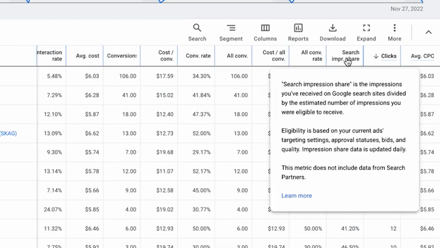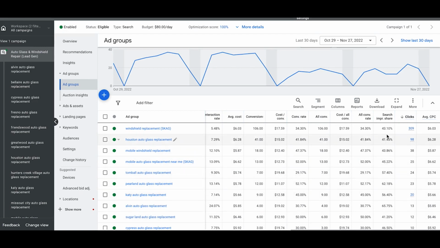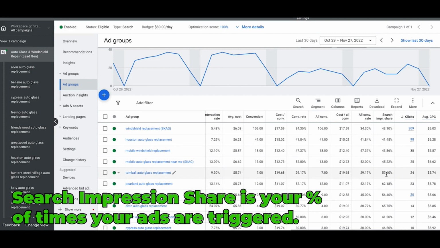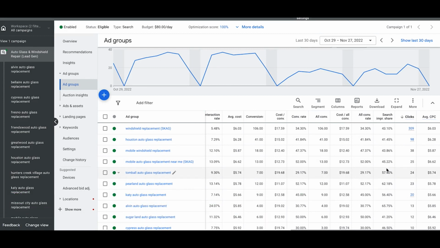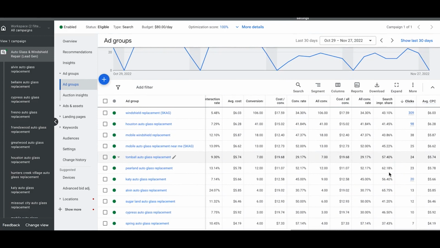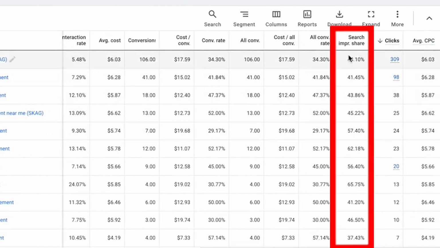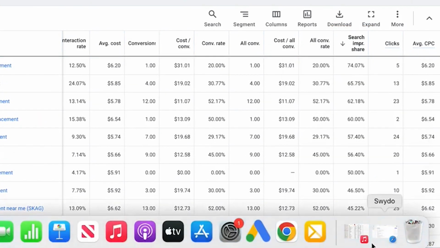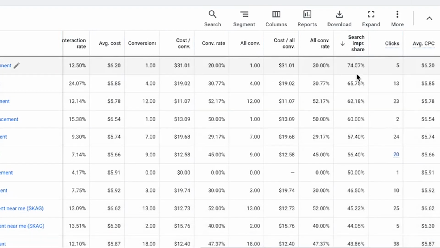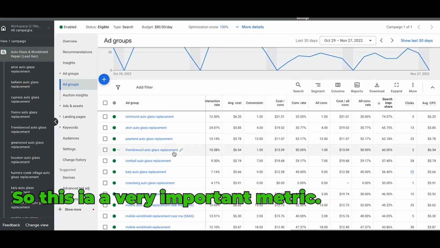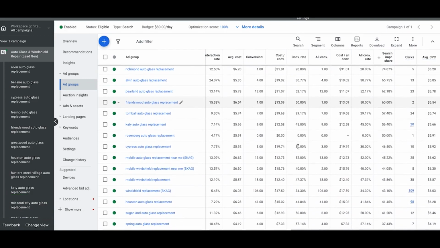And if you don't, here's the technical definition. Search impression share is the impressions you received on Google search sites divided by the estimated number of impressions you were eligible to receive. So it's essentially the same way I explained it, right? 100% is the max. Search impression share is your percentage of times your ads are triggered for those keywords you're going after. So you can see it fluctuates, right? Like some are 57, some are in the 40s, 74.